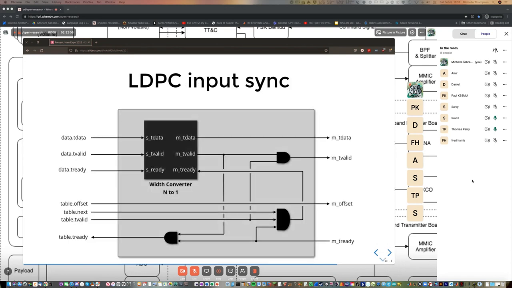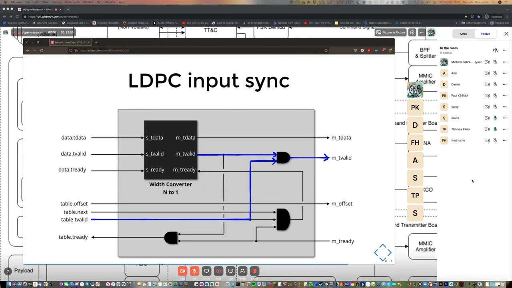So looking at the LDPC input synchronizer, we essentially use this to synchronize table offsets to data bits. Because the parity bit offsets are given one per cycle, we need to convert the input data stream to one bit as well. This ensures that output data and output offsets are synchronized. Data will pass through the width converter and be converted to one bit. The table offset passes literally through. The output will be valid when both the width converter and the table have data.